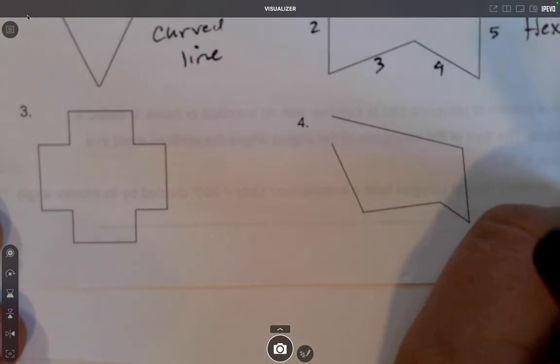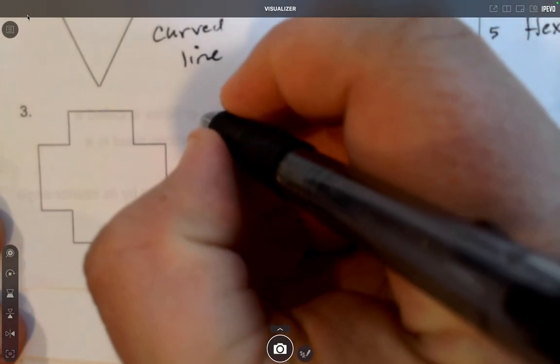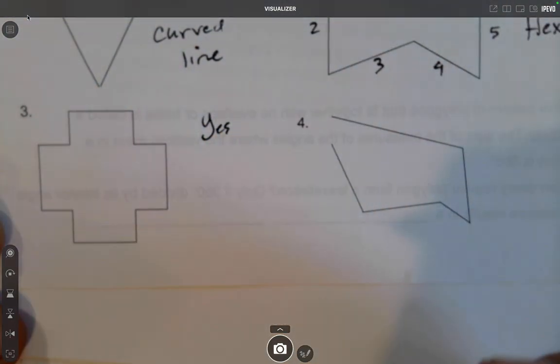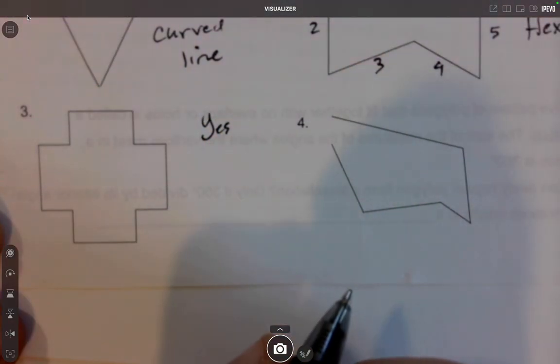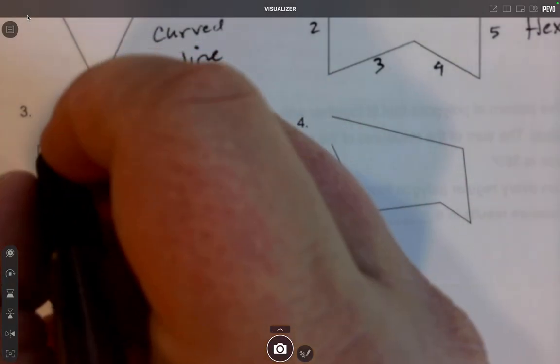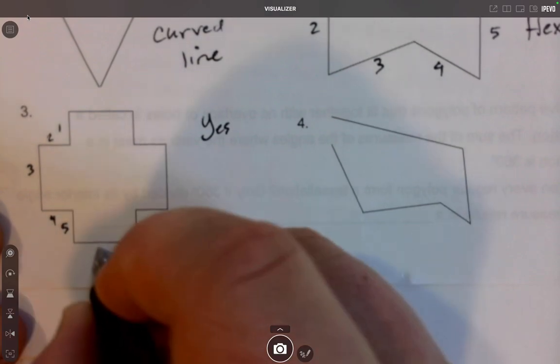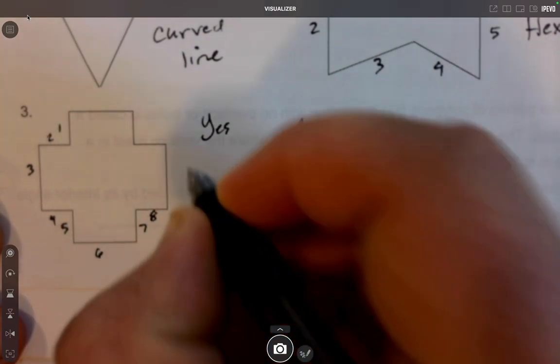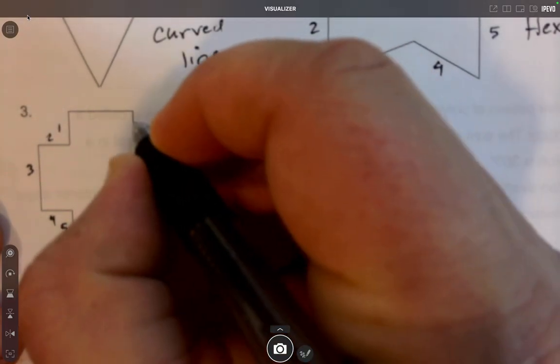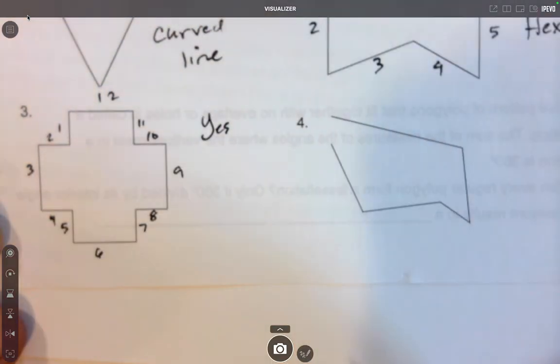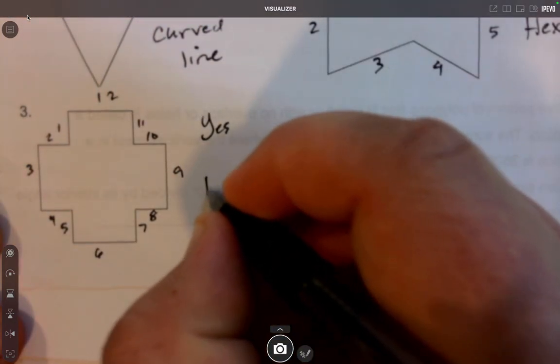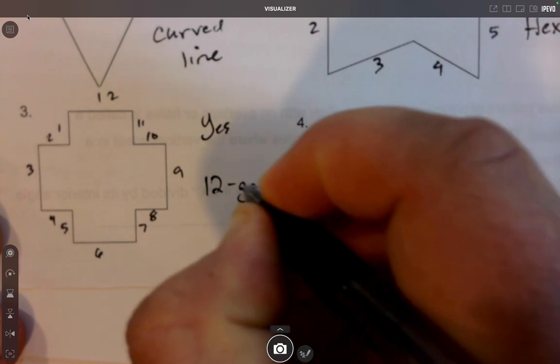Okay, number 3. It is also a polygon. It meets all the rules. Nothing crosses over. They do all meet at their endpoints. They're all straight lines. So let's see, we've got 1, 2, 3, 4, 5, 6, 7, 8, 9, 10, 11, 12. Whew, okay. So we have 12 sides, which we'll just call a 12 gon.